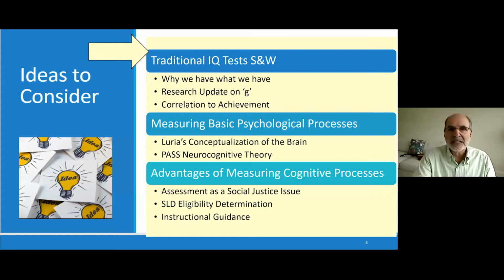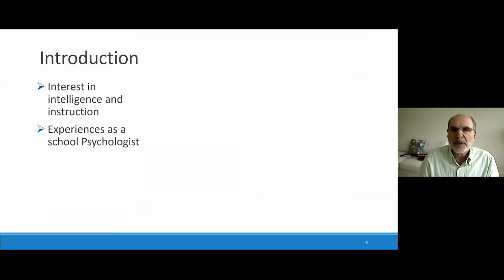So this is the basic outline. We'll talk about traditional IQ tests just a little bit. We'll talk about measuring psychological processes and some of the advantages of that. Let's talk about what we have.